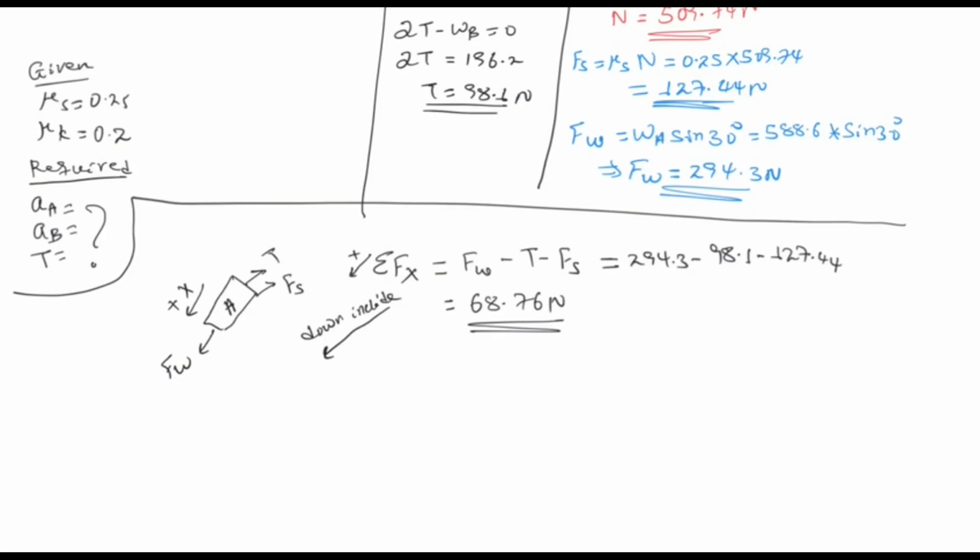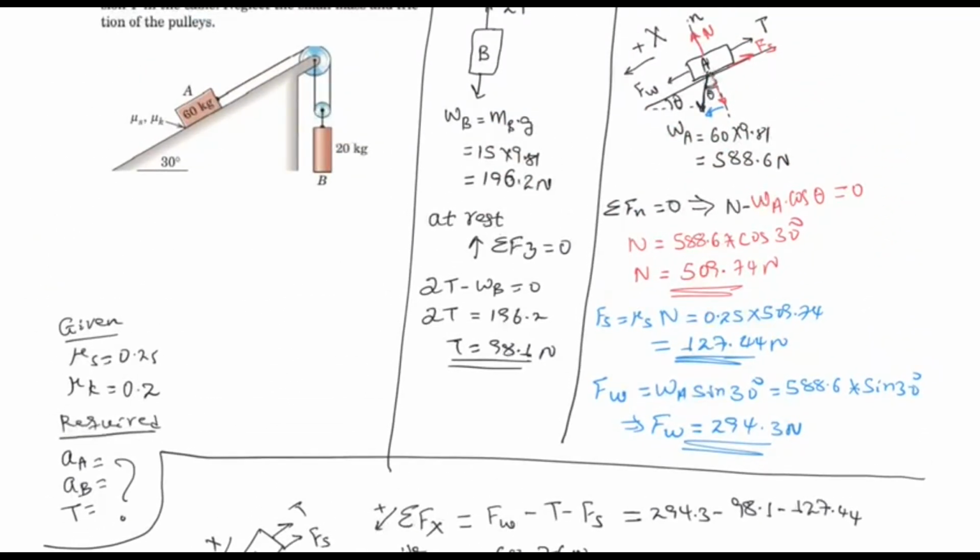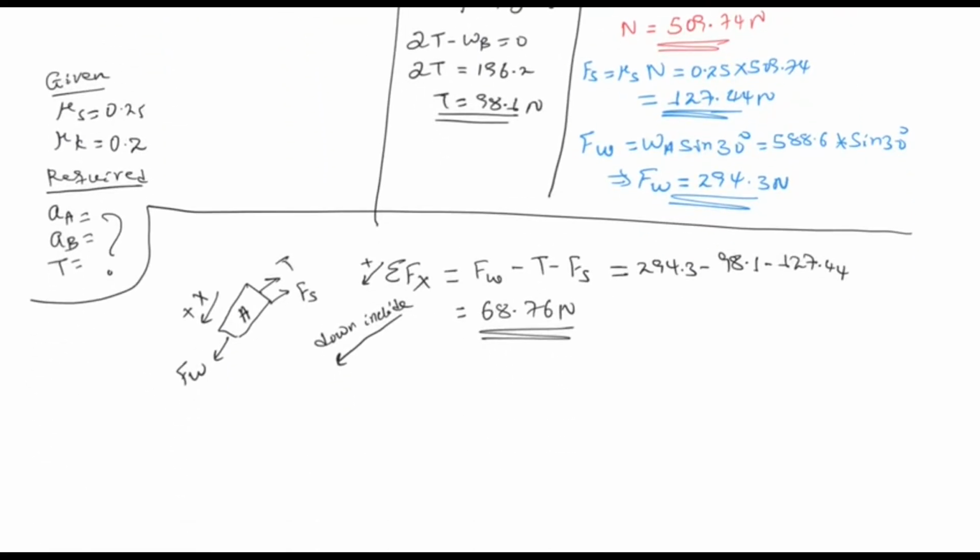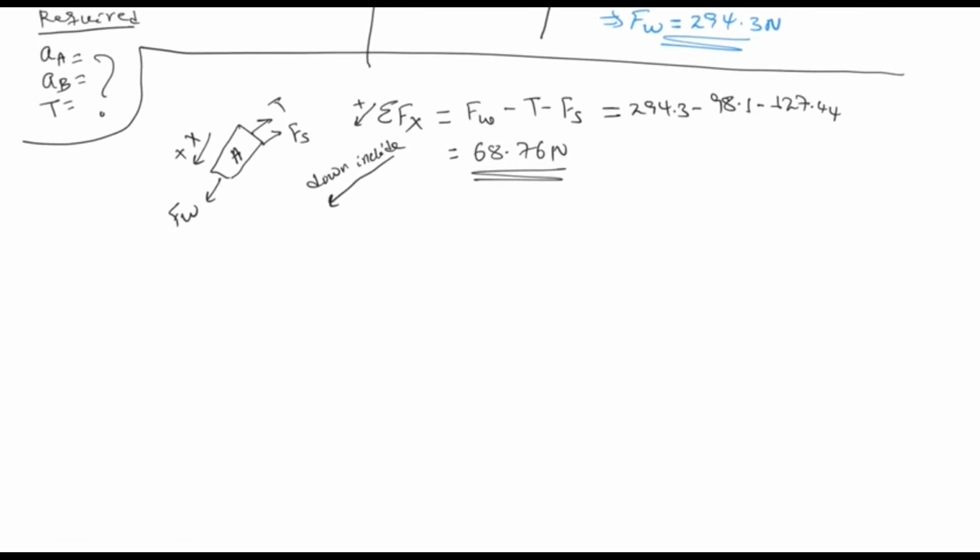That means in this pulley system, cylinder B will move in the upward direction, and block A will move in the inclined down direction. Once we have all these concepts, let's now evaluate the accelerations of both systems.